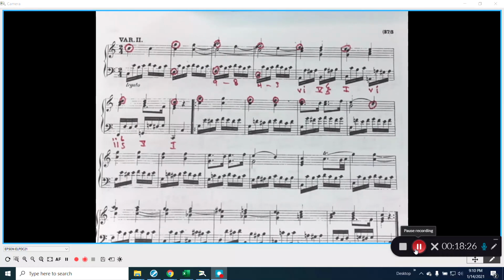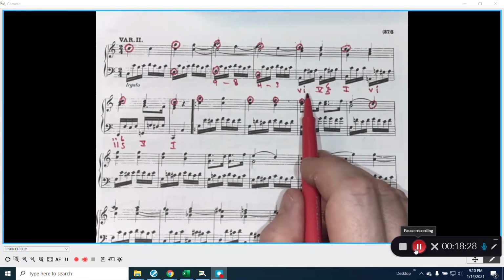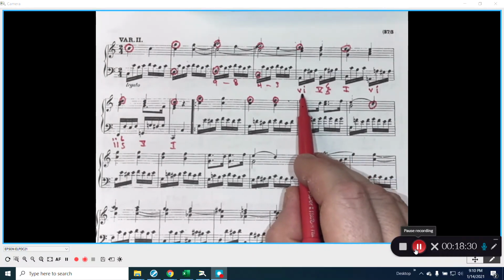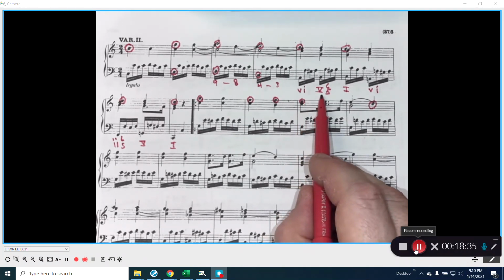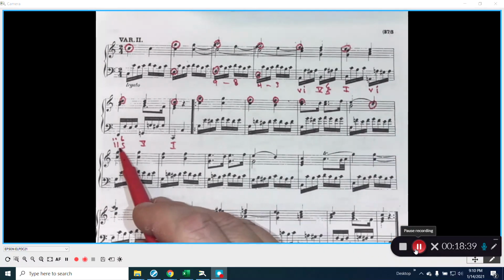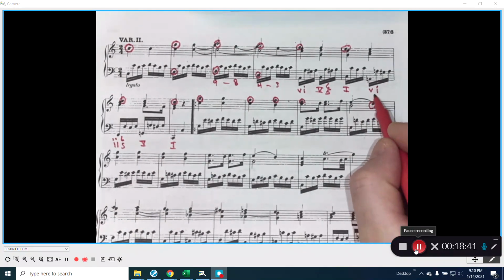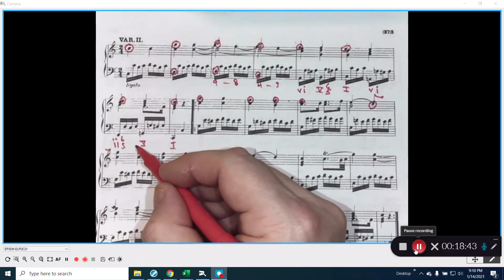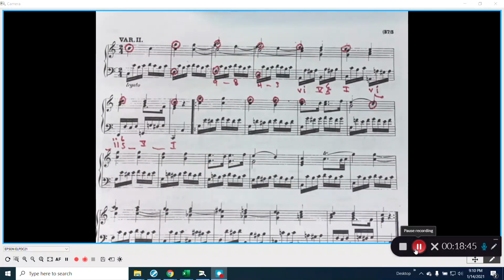Okay, pretty interesting on the second half of the phrase that he's changed these chords. We have 6, 5, 6, 5, 1, and then 6 is reestablished. Then now 2, 6, 5, and 1. And that circle progression that takes us back to the tonic.